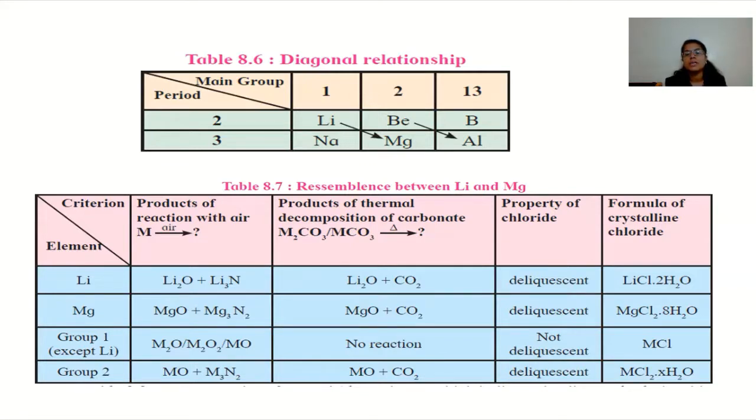The product of thermal decomposition of carbonate gives the corresponding carbon dioxide gas, which is similar to magnesium, while other group 1 elements do not give such a reaction. So all these properties shown in this slide indicate that there is a diagonal relationship between lithium and magnesium.